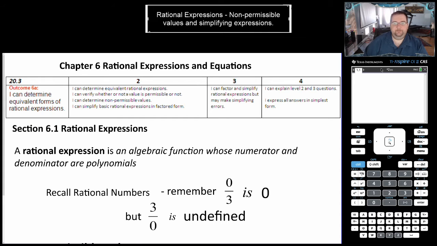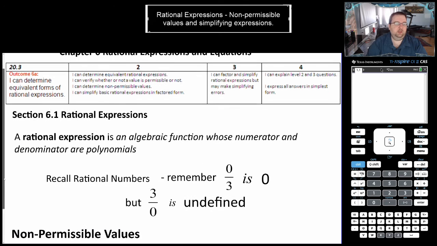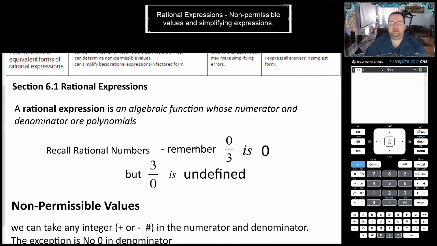Good morning, everybody. So today we are going to be starting our new unit on rational expressions and equations. And we're just going to start off by talking about what they are. So a rational expression is an algebraic function whose numerator and denominator are polynomials. So you're going to be seeing things like this.